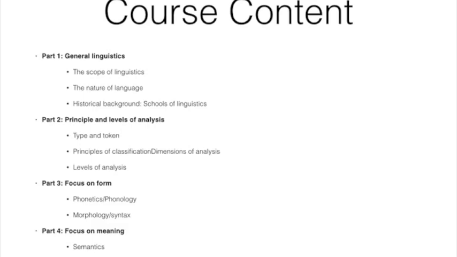Now, there's going to be part two, principles and levels of analysis, in which we are going to talk about some terminology and ideas. We're going to talk about what is type and what is token, and then principles of classification, dimensions of analysis, and levels of analysis. There's a mistake in there; normally I should press enter to have dimensions of analysis on a new line, but it's not a problem.